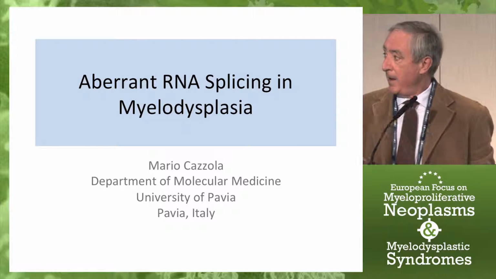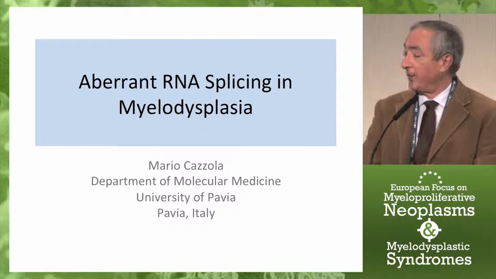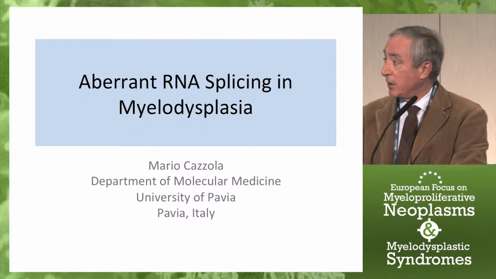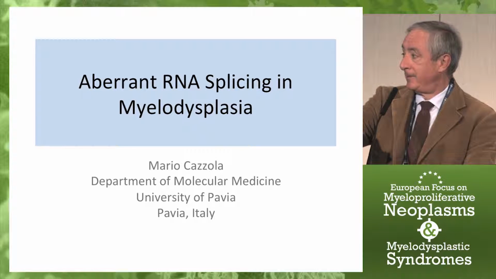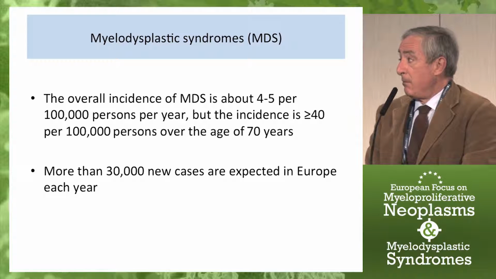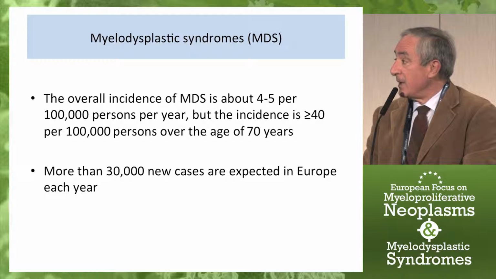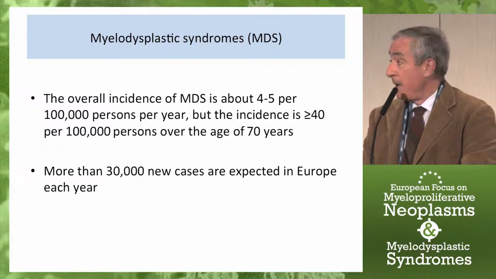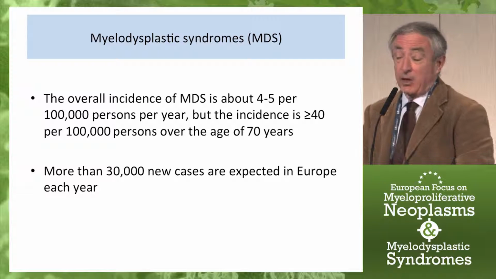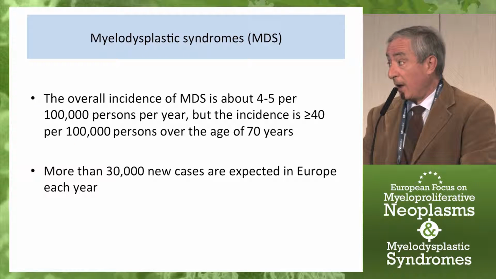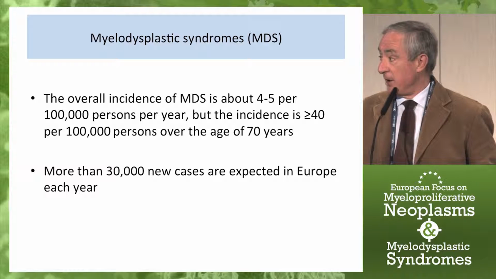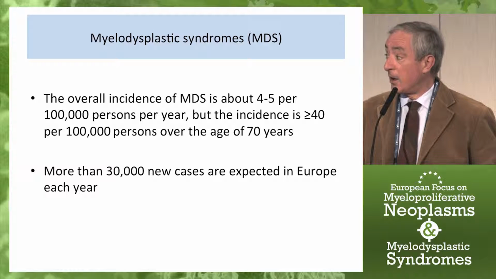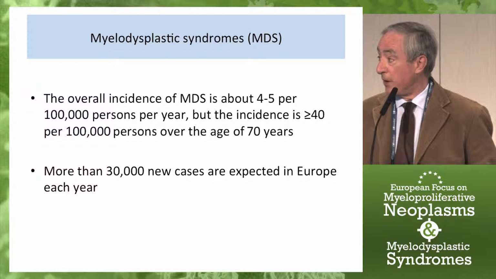Okay. And I will focus on splicing factor mutant MDS. The overall incidence of MDS is about 5 per 100,000 persons per year, but increases to more than 40 per 100,000 persons per year over the age of 70 years. So about 30,000 new cases are expected in Europe each year.